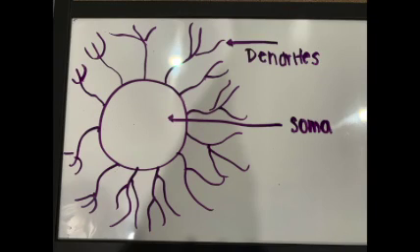Neurons are the building blocks of the body's neural information system. The dendrites are the fibers that receive the information and conduct it towards the cell body. The soma is the cell body. It's the cell's life-supporting center.